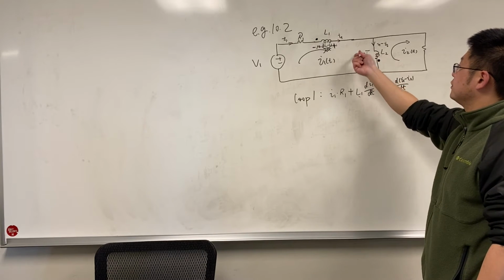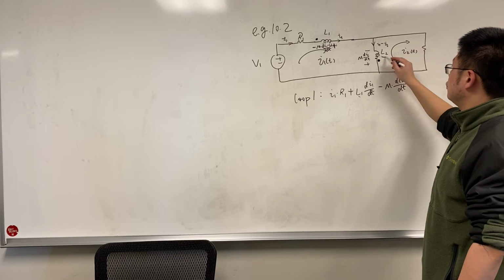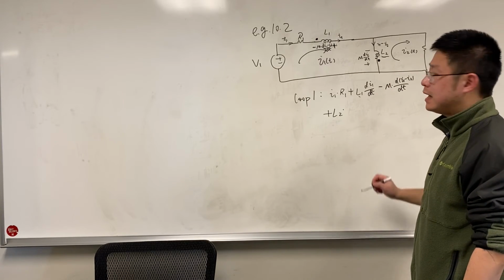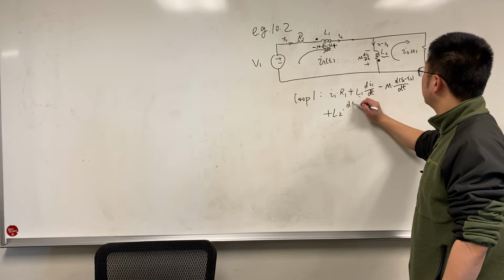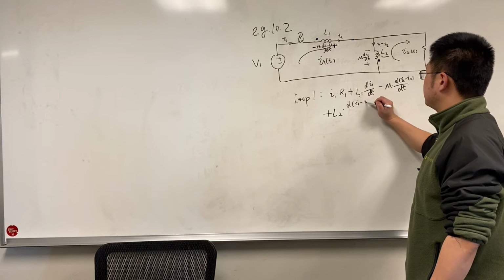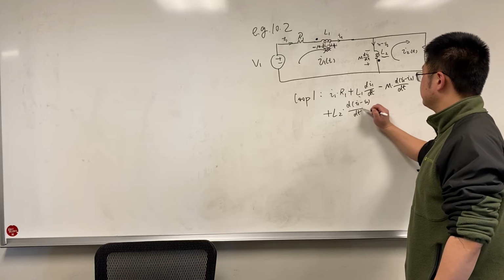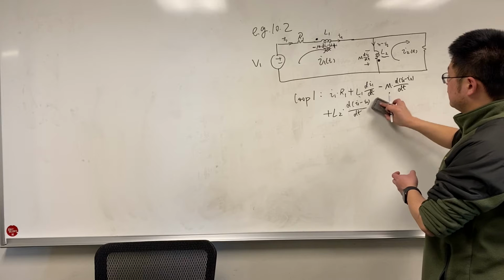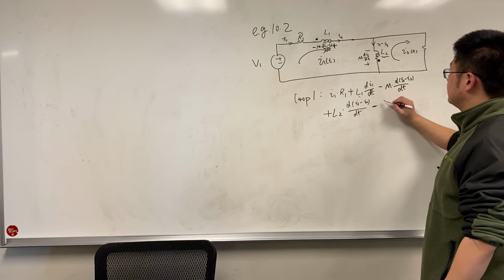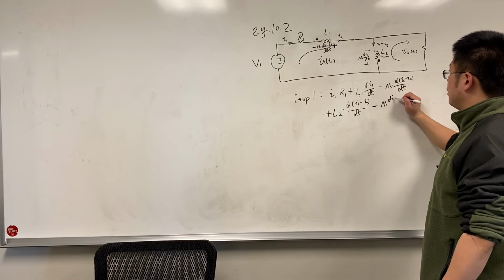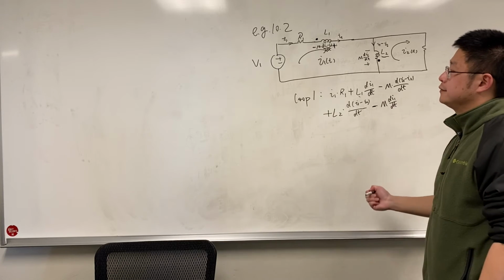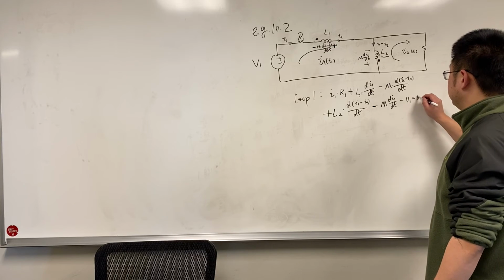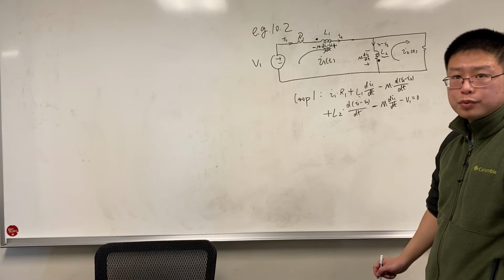And here we have the L2, plus the L2, and its current is d(I1 minus I2)/dt. And we have the induced voltage, so that is minus the M dI1/dt, and minus V1 equals 0. This is for loop 1.